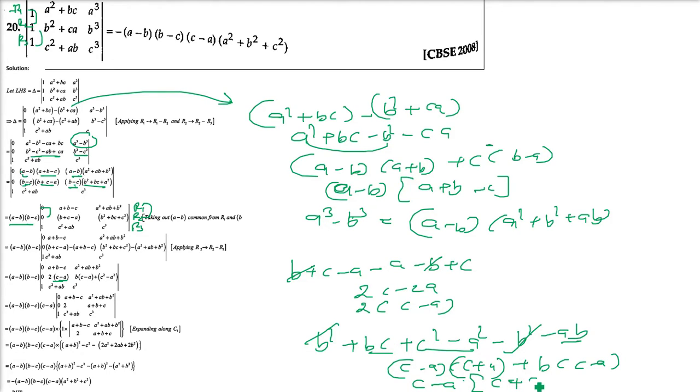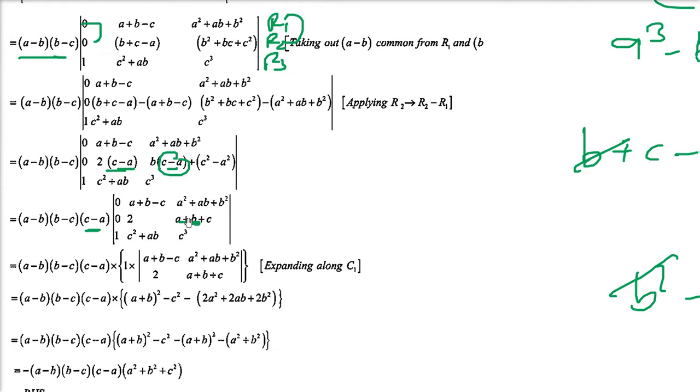So c plus a, b, c plus a plus b. Now what do you see here? You get c minus a common, you can also take. When you take c minus a, I've already done it. So c minus a common, 2 will remain and a plus b plus c will be there. In the second column I'm talking about.